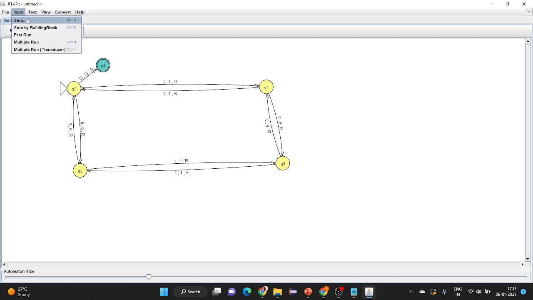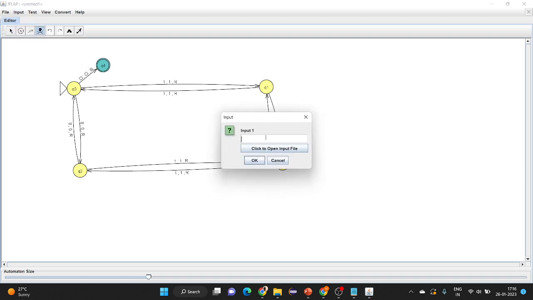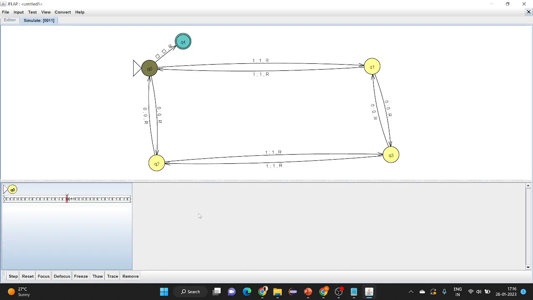So we take the simulation part and we see it for 0011. For this part we see it is on 0. Then in the next step it is on 0. Again it moves to 1, again it moves to 1, and then it moves to blank and it reaches the final state. And this is the simulation part.